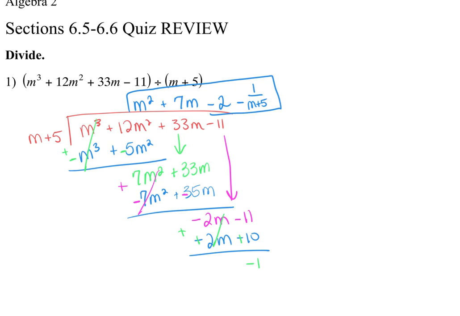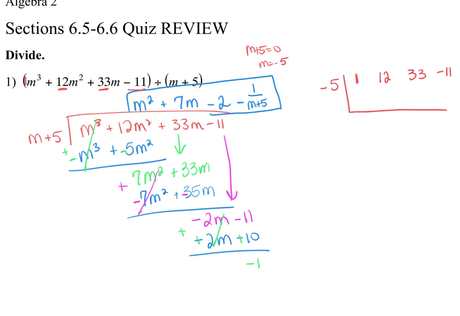All right, so you can also choose to do this with synthetic division. Synthetic division looks almost like an upside down division. I'm just going to use my coefficients. So what's in front of the m cubed? That's a 1. What's in front of the m squared? That's a 12. The 33 and the negative 11. On the outside, I'm going to take this m plus 5 and say, what would make this 0? Well, negative 5 would make it 0. It's always the opposite. And so I'm going to use a negative 5 right here.